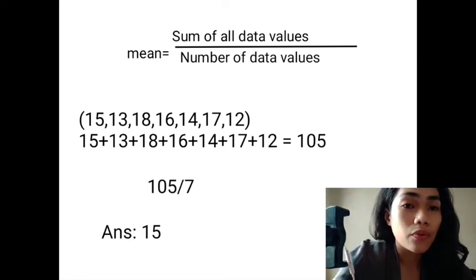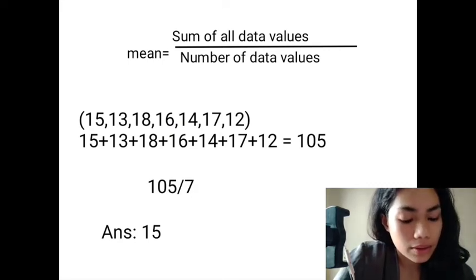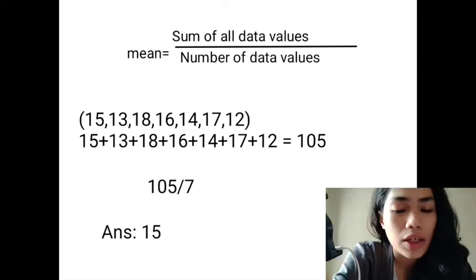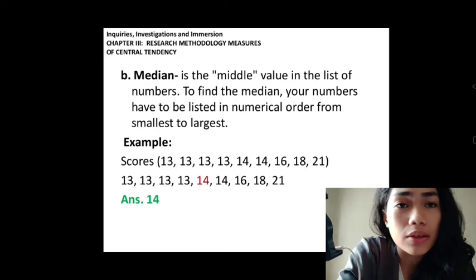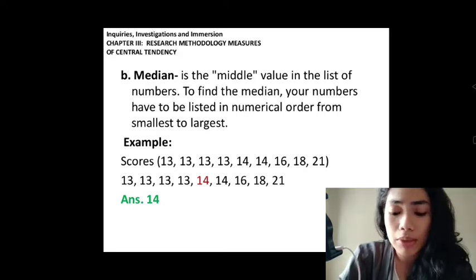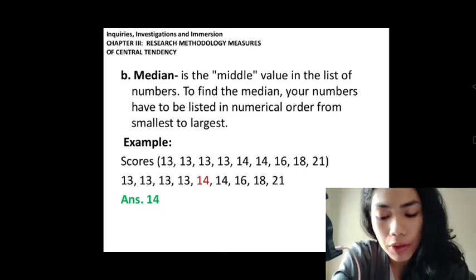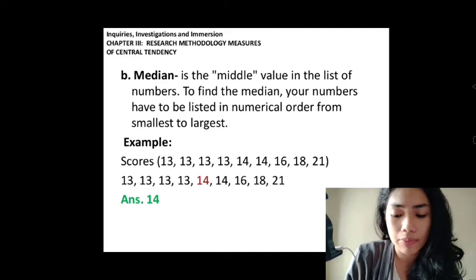So 105 divided by 7, because they are all 7 elements. So, the answer will be 15. So, the mean is 15. So, let's move on to the letter B of measure of central tendency, which is the median. So, median is the middle value in the list of numbers. To find the median, your numbers have to be listed in numerical order from smallest to largest.